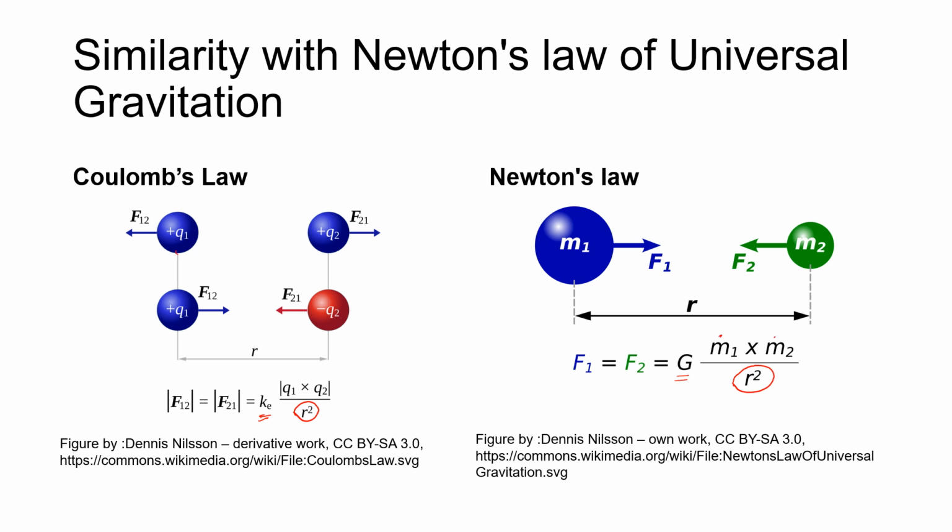Here we have q1 and q2, but the only difference which we need to note is that in the case of Coulomb's law, we have two directions for the force. One is attractive if the charges are positive and negative, but if they are similar to each other, we have a repulsive force. This is the only difference between the two laws.